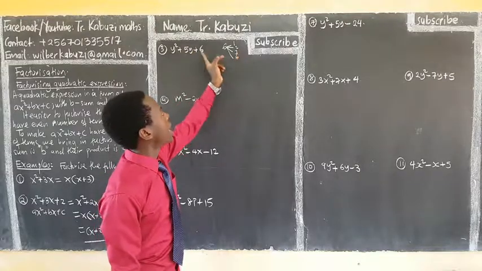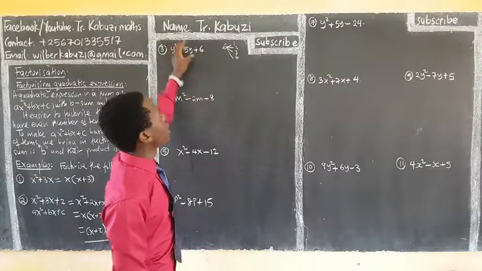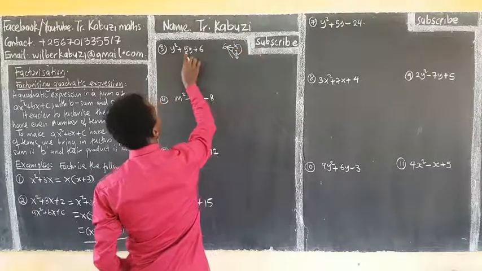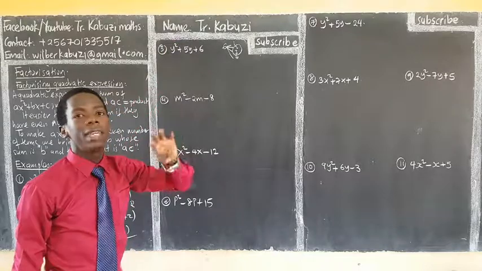2 times 3, I get a 6. When I add them, 2 plus 3, I get a 5. So this pair is okay. Now what you do, you use this pair and you break this into 2. Why? When you break this into 2, we shall be having an even number of terms.